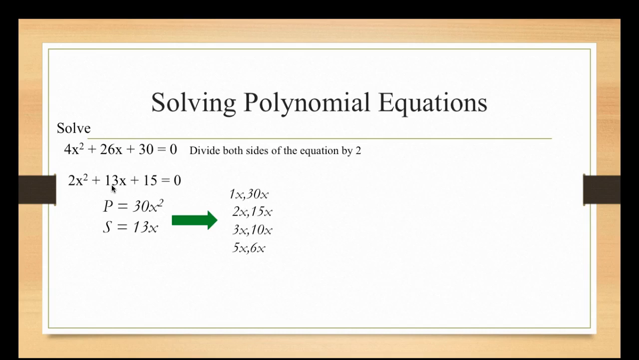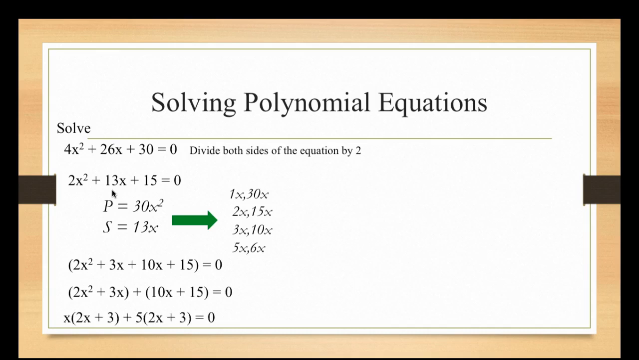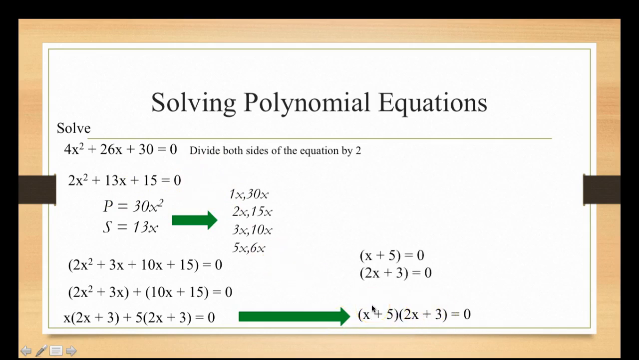We substitute 3x plus 10x in for 13x. Since I have 4 terms, I want to factor by grouping. And remember, my factors are, now in this situation, I need to set each one of these equal to 0. And then I solve for the first equation and solve for the second equation. So x will equal negative 5, and x will equal negative 3/2.